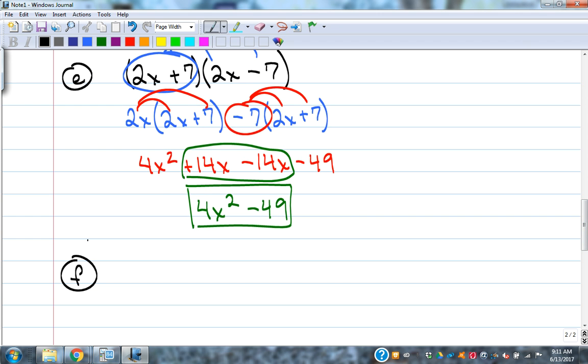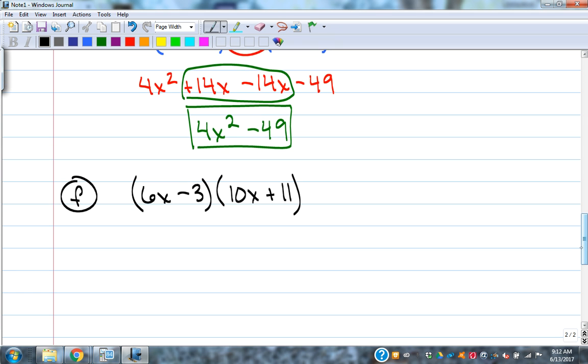Example F. 6x minus 3, parentheses, and then another parentheses, 10x plus 11. So another binomial times a binomial. We're doing a lot of these because you're going to see a lot of these. This is something that's fairly important for where we're headed in the next couple of sections. You need to definitely be able to do these.